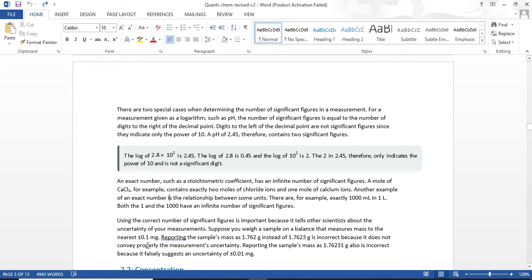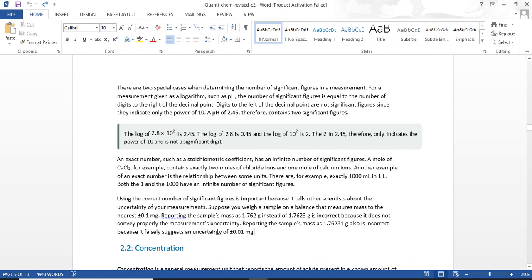Nga man, dapat dili ka nagdugang sa first mga value which is your 7. It's either magiging 1.862 siya or maging 1.762 or maging 1.662. Okay? Reports the measurement is incorrect because you are falsely suggesting sa dilim ka nag-change sa nagdugang ka. Okay? It also is incorrect because it falsely suggests the uncertainty of your 0.01 milligrams.